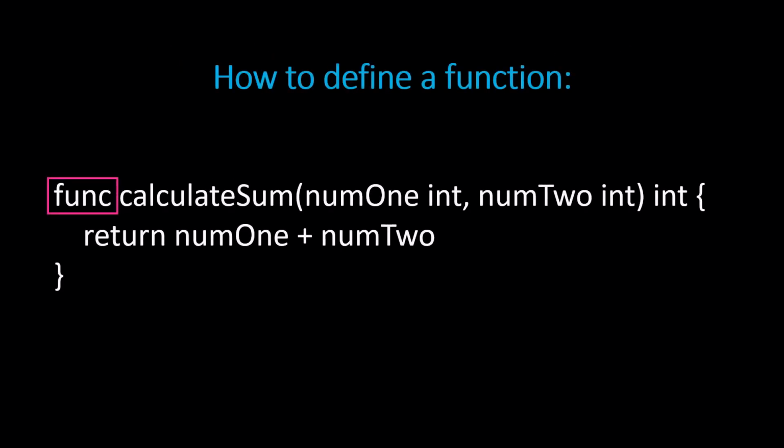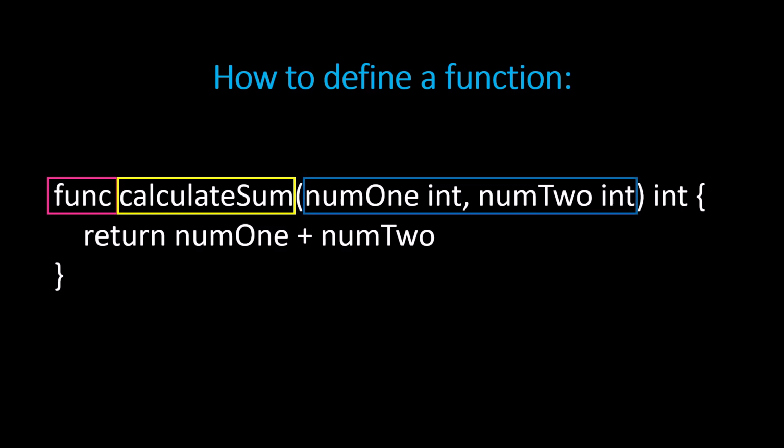So how do we define a function? Well, there are 4 key parts to defining a function. The first one is the keyword func, and that's obviously short for function. The second part is to actually use the name of the function that you want to give. So if I want to create a function called calculateSum, that's exactly what I put in there. And then that is followed up by the parameters to that function.